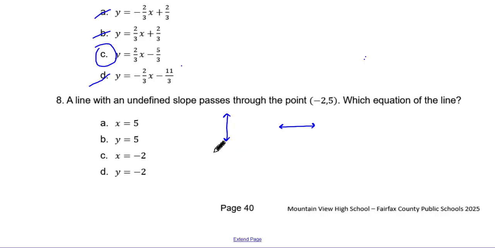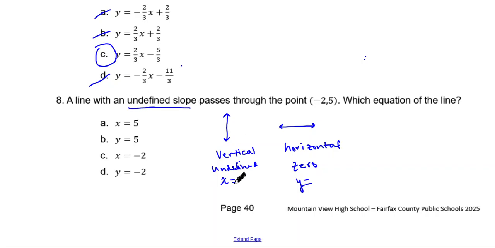A vertical line has an undefined slope because it's going up and down, and it's always going to be x equals. Okay, a horizontal line has a 0 slope and it's always going to be y equals. Since I'm looking for an undefined slope, it's going to have to be x equals, and it's actually going to be the x coordinate of my point, which is at negative 2. X equals negative 2. Okay, we can graph it and check, but it is that.